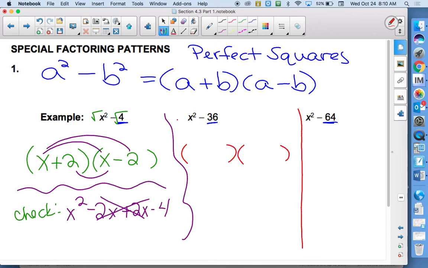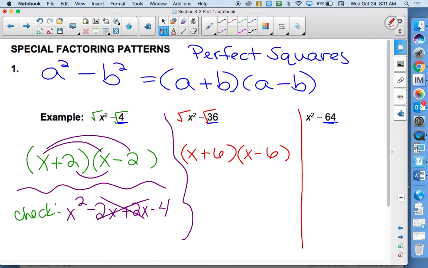So you need to think about the square root of 36. Maddie, what's the square root of 36? 6. So they would look like? X plus 6, x minus 6. Right. And if you'd rather have x minus 6 in the front, x plus 6 in the back, that's fine. Same difference. And then x squared minus 64.